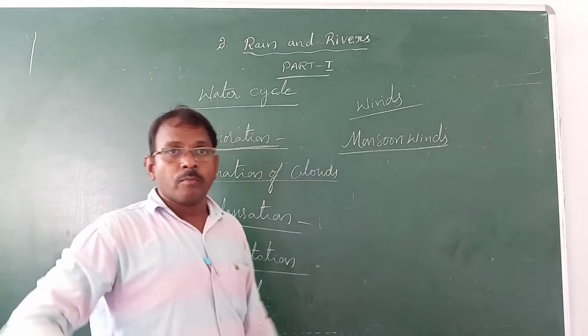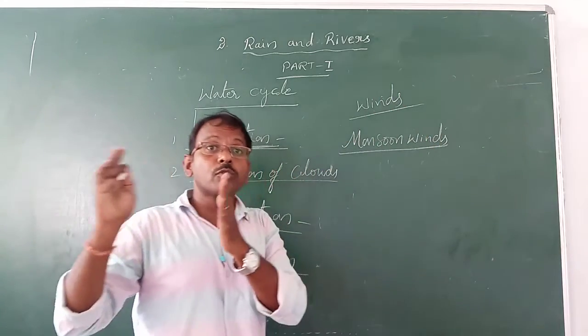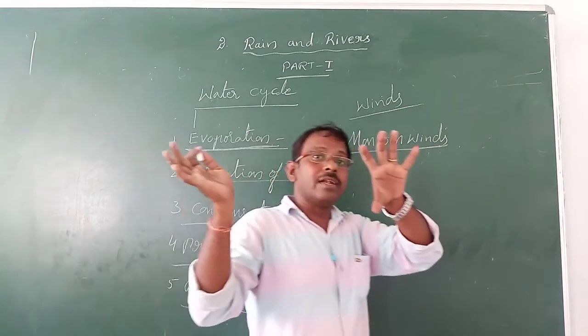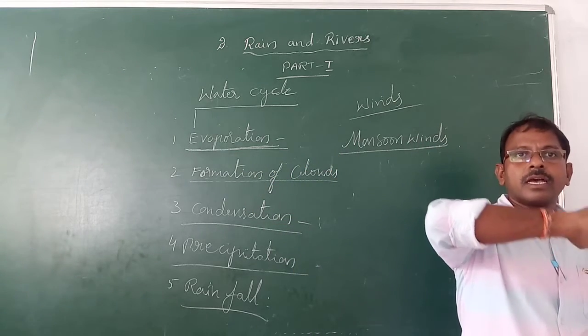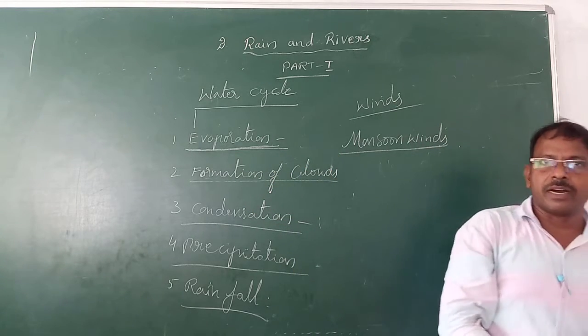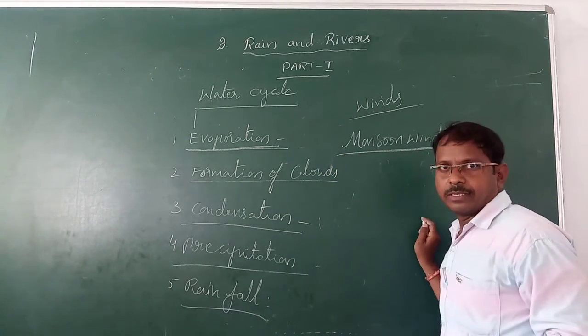Monsoon winds. Because of those winds, the clouds travel from the oceans to inland areas, our land areas, and they fall as rainfall. That's why those winds are called monsoon winds.